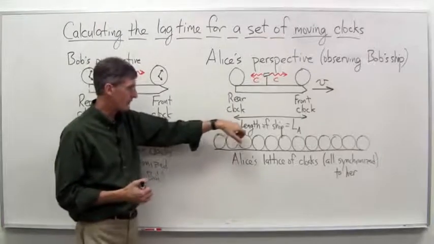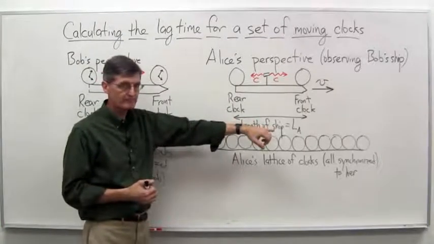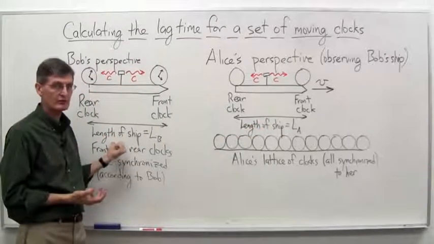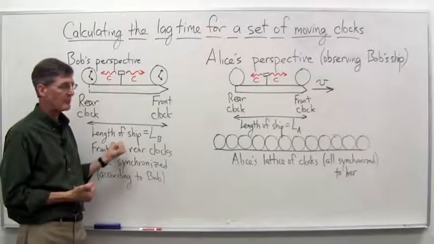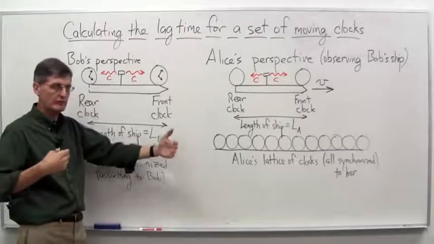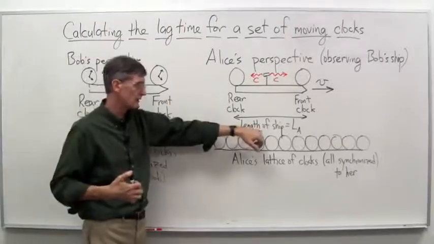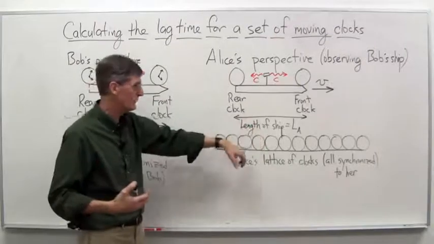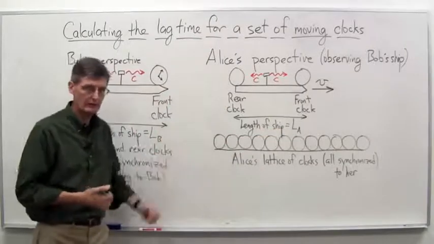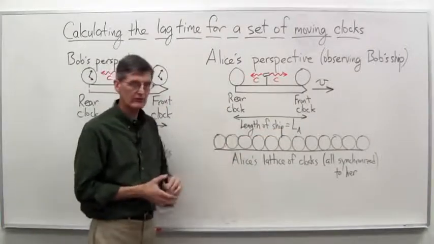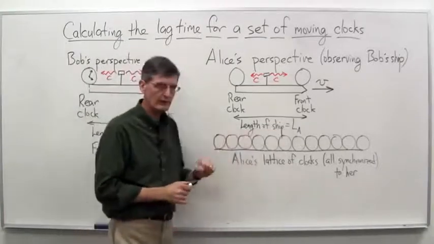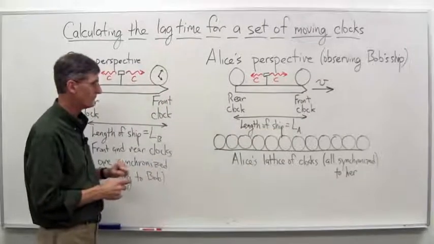Note that the length of the ship to her is L sub A, which is not necessarily going to be the length of the ship to him, because remember, we have length contraction. We're going to use length contraction a little bit later on, but for now we'll just say Bob measures his ship at L sub B, some value. Alice's length for the ship is L sub A. It could be the same as L sub B, but as we know from previously, length contraction occurs, and we'll take that into account later. For now, we'll just say L sub A is the length she sees for the ship.